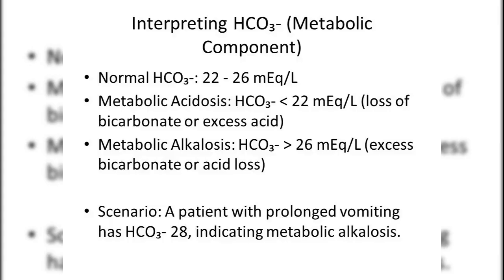HCO₃ levels reflect metabolic function. Normal HCO₃ ranges from 22 to 26 mEq. Lower levels indicate metabolic acidosis, while higher levels suggest metabolic alkalosis. A patient with prolonged vomiting and an HCO₃ of 28 is experiencing metabolic alkalosis.